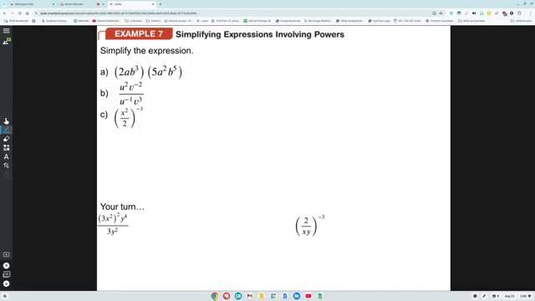What I'm going to do is model my way through these first 3, and then I'm going to ask you guys to do 2 on your own. So the first one, it says simplify the expression, and I'm going to go ahead and take care of the coefficients first. So I'm thinking about the 2 times the 5. I know that 2 times 5 is 10.